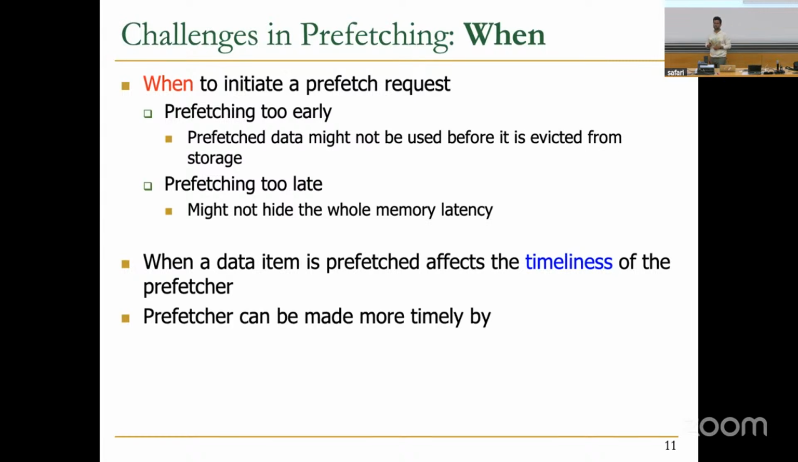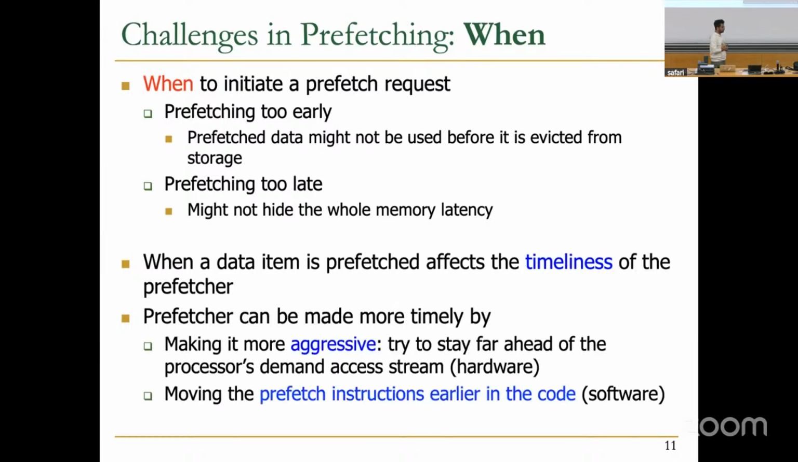Timeliness is essentially saying what part of the latency you are hiding and what part of the latency is exposed. You want to hide exactly the entirety of it, and not anticipate it much ahead of time either. As you can see, you can make a prefetcher more aggressive if you have a prefetch algorithm to identify what prefetch request is going to happen. So you can make that algorithm more timely by going aggressive. What do I mean by aggressive?